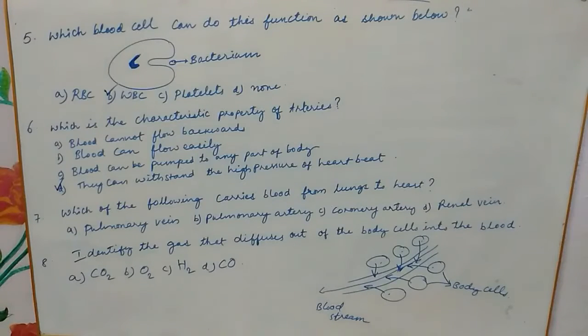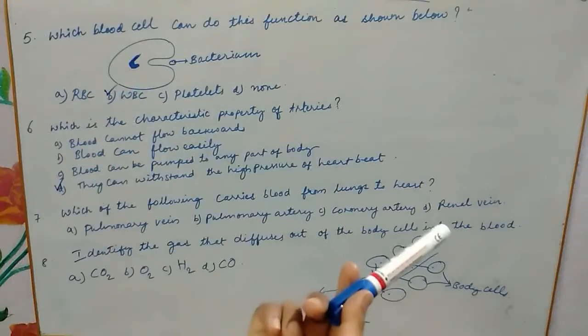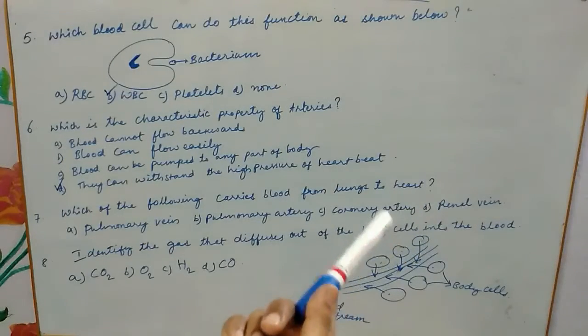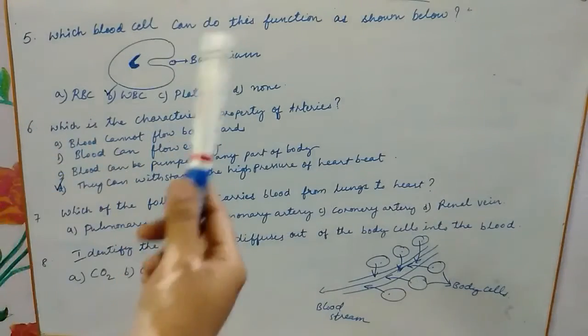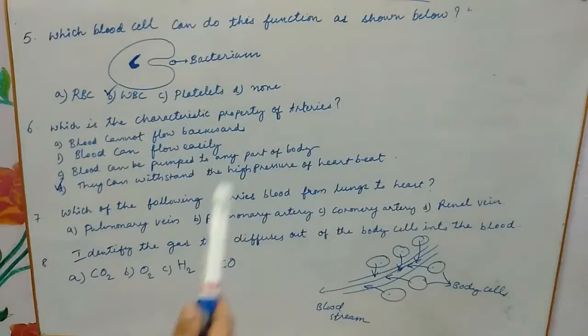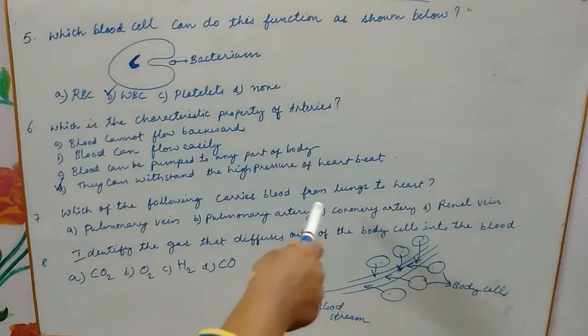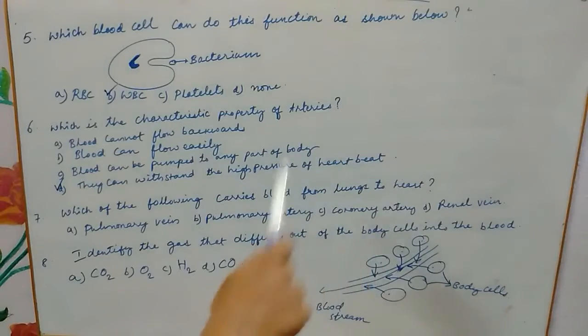Seventh one, which of the following carries blood from lungs to heart? You can see that the blood here is flowing from an organ to the heart through blood vessels, and those blood vessels are called veins. First of all, you should not have any confusion between arteries and veins. Arteries are those which carry blood from the heart to other organs of the body, and those blood vessels which carry blood from organs to heart are called veins. Now undoubtedly, because it is carrying blood from lungs to heart, it should be a vein.